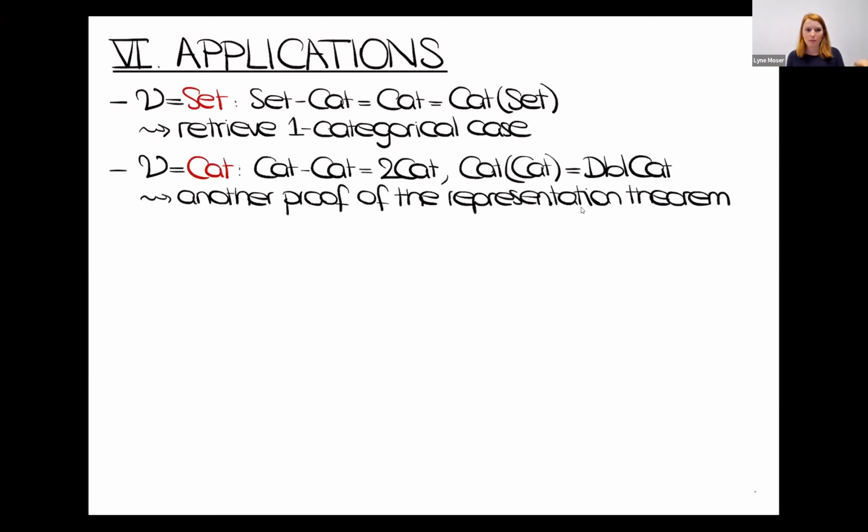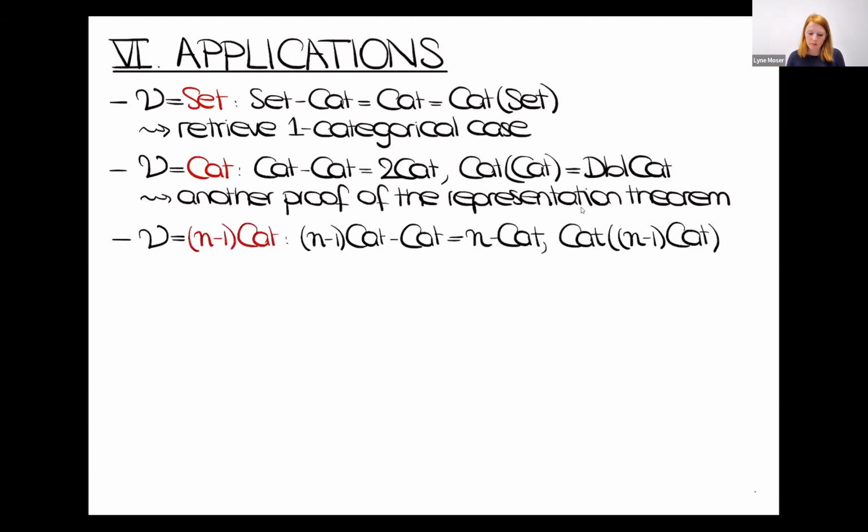And if we take V equals Cat, then categories enriched in Cat are 2-categories, and categories internal to Cat are double categories. This would give another approach to the representation theorem that we proved in the case of 2-categories.